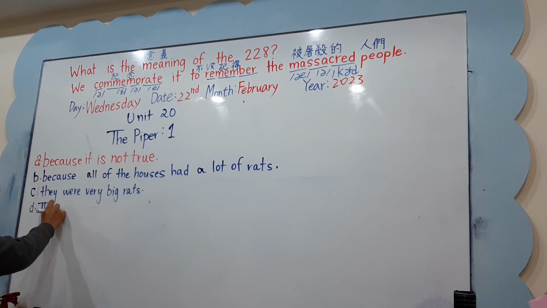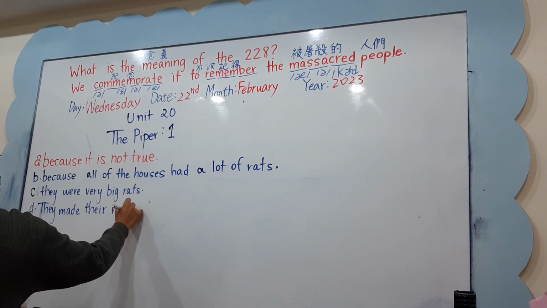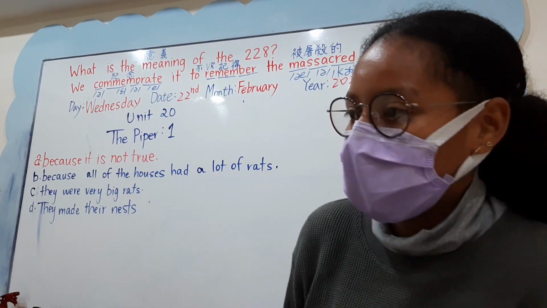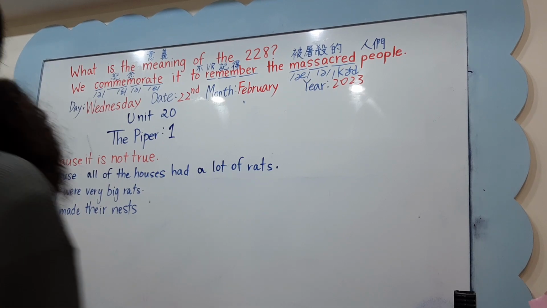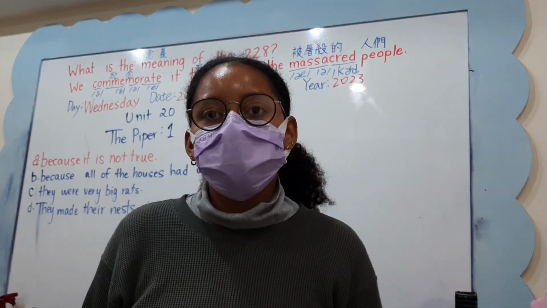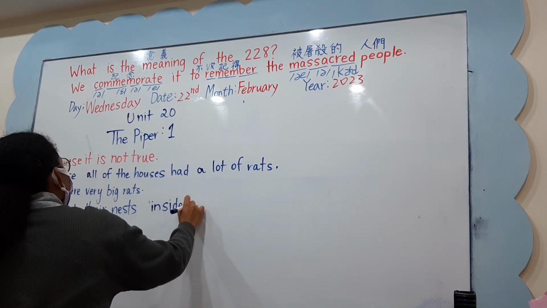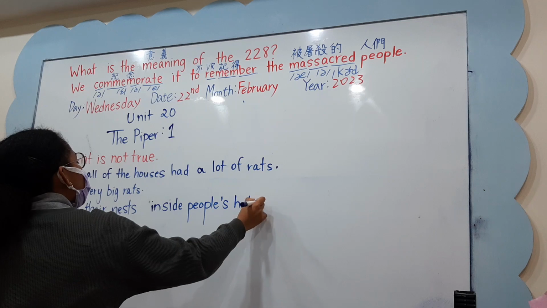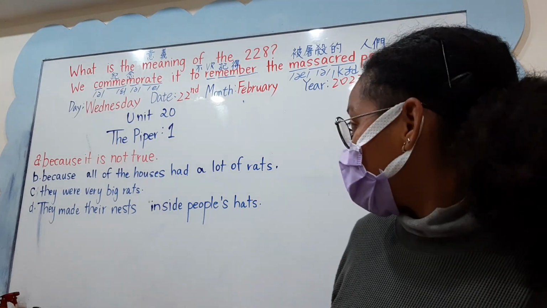So we would answer, they made their nest. Remember, we use past tense to answer. So they made their nest where? Jason, Ethan, do you see the answers in your notebooks? Where did the rats make their nest? Okay, so they made their nest inside people's hats. Inside people's hats. Okay, so these were very big rats making nests inside of people's hats. And that's why the people were very unhappy.